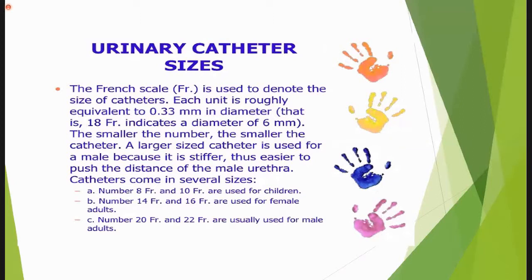Okay, catheter sizes. Urinary catheters come in various sizes, and the size of a catheter is denoted in French, where the diameter of the catheter is 0.33 millimeter. 18 French is mostly used for adults. The 8 French or 10 French are used for children, and 14 French and 16 French are used for adult females. The largest sizes, 20 French and 22 French, are usually used for adult males, because a large size catheter is stiffer and easier to push the distance of the male urethra.